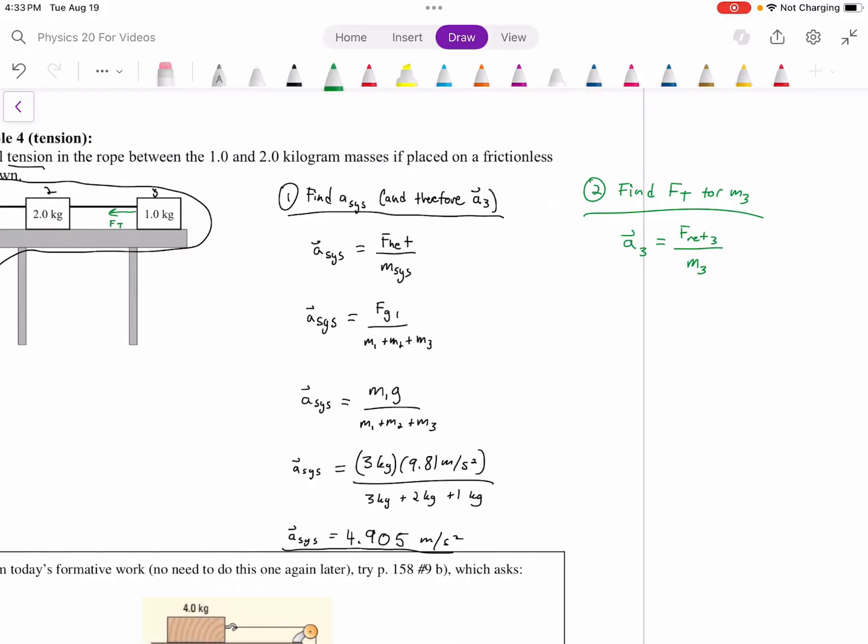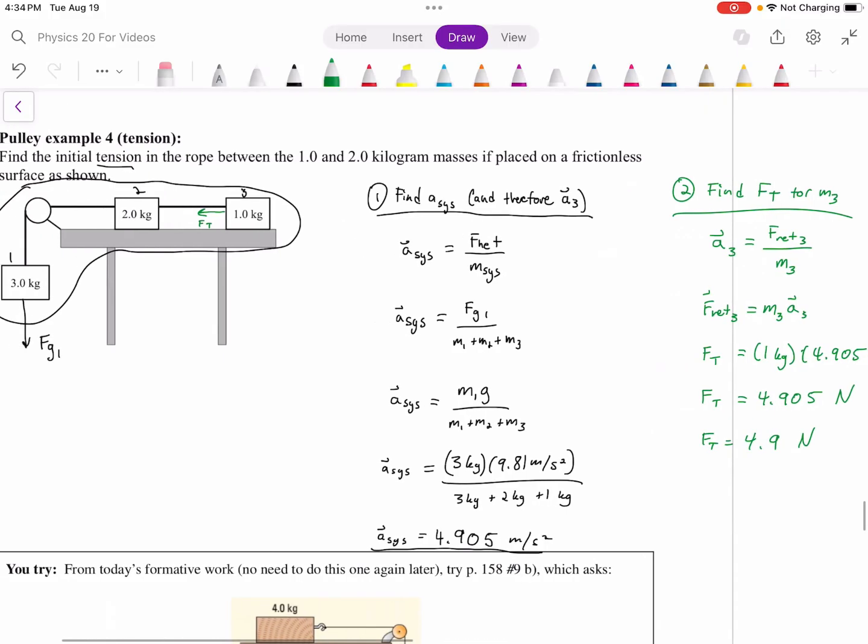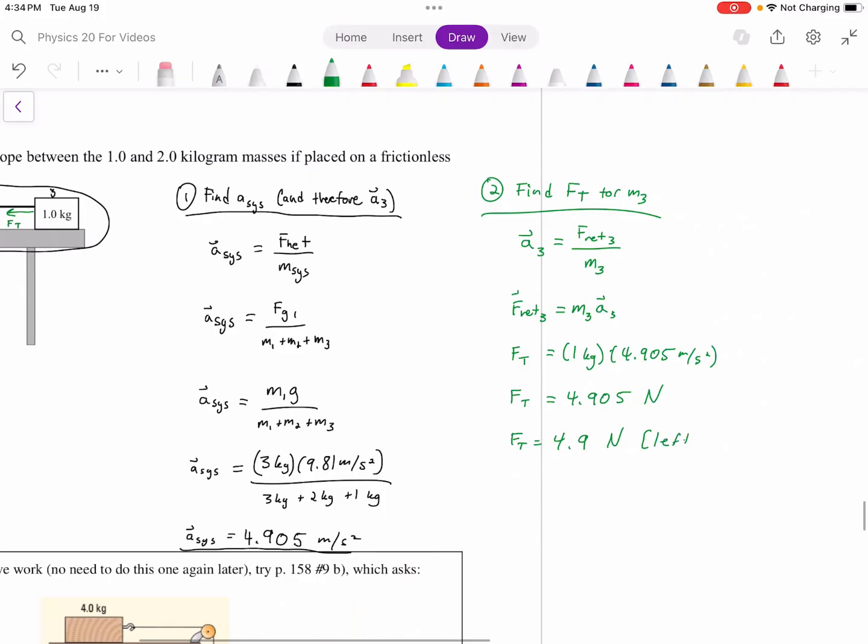Since there's no friction, F net on 3 is just this force of tension in this section of rope alone. So that force of tension that we're interested in is just going to be equal to mass 3's mass, which is 1 kilogram, times its acceleration, which is the same as the acceleration of the system because it's part of the system. And therefore, the force of tension is going to be 4.905 newtons, okay? Or to two significant digits, that would be 4.9 newtons. And we could say to the left or towards the pulley because of the diagram they've given us there.